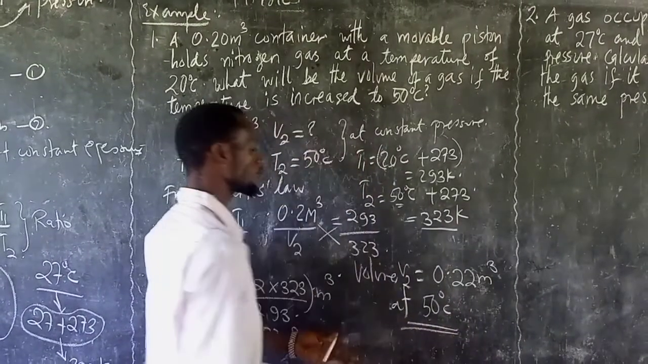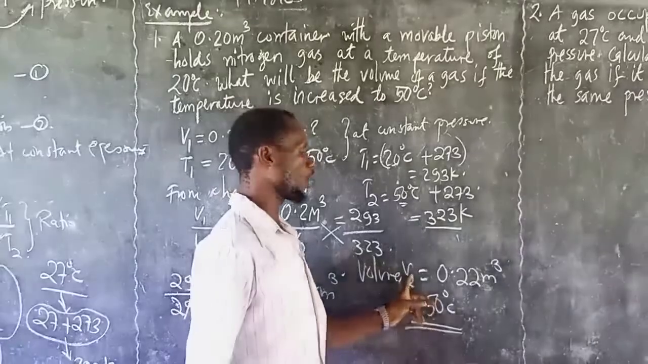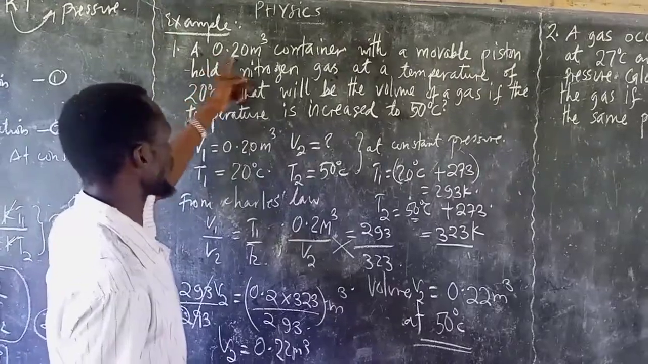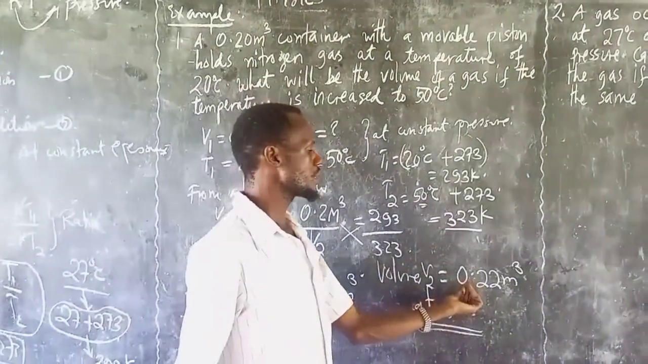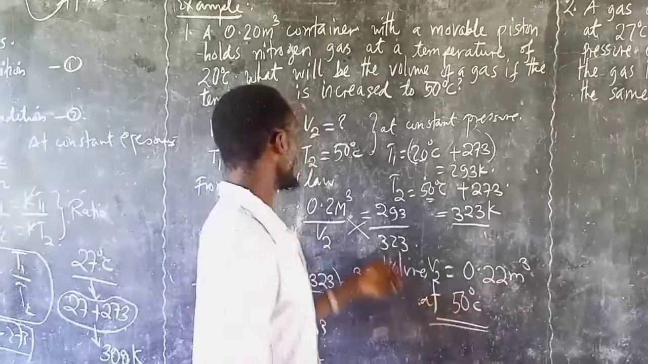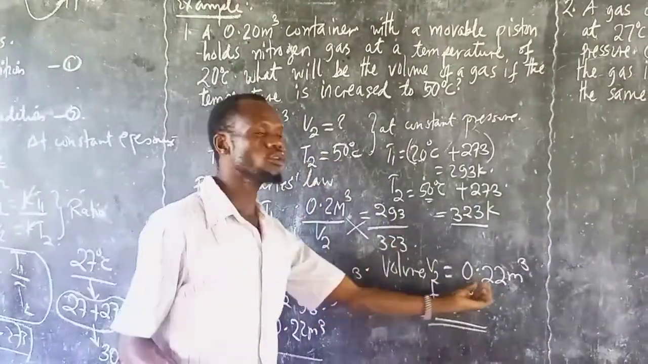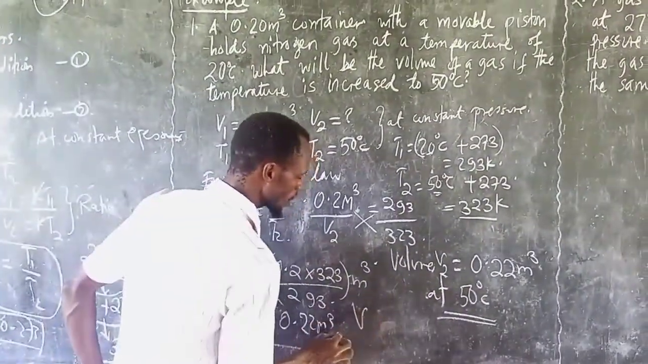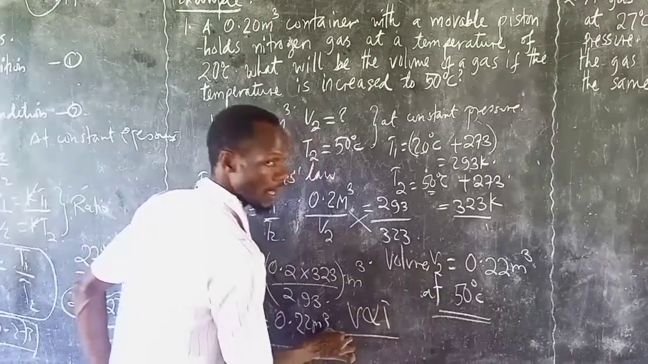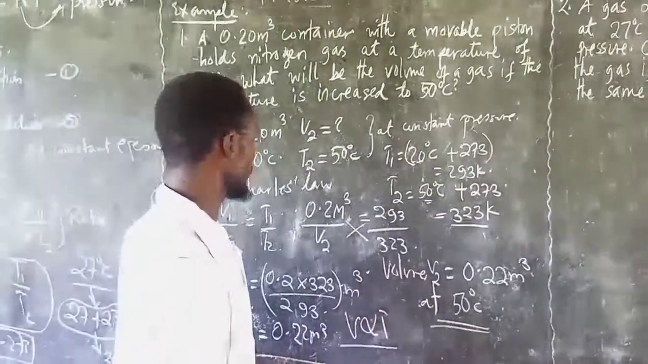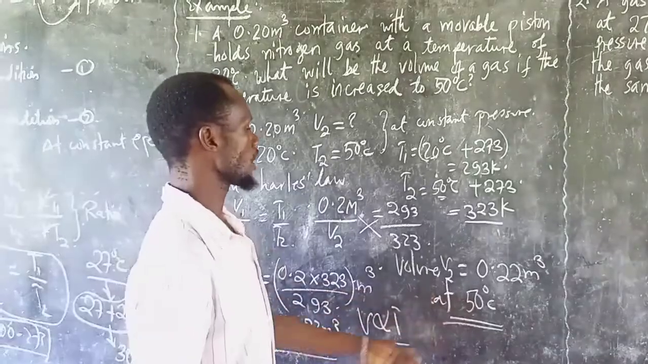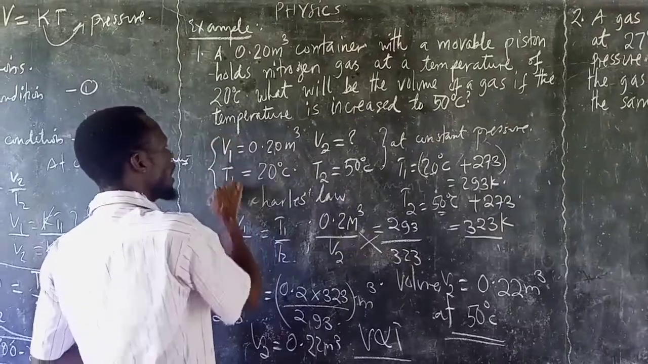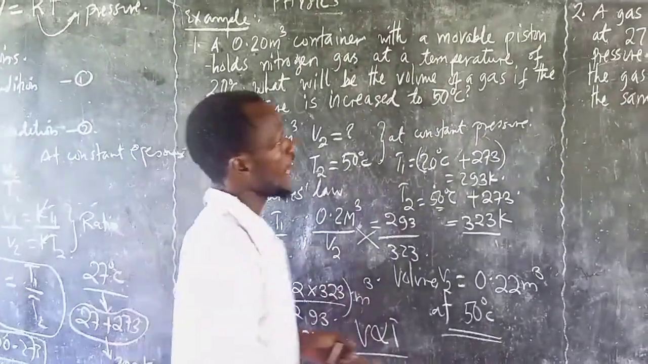So when the temperature was changed to 50 degrees Celsius, the volume was recorded to be 0.22. As you can observe, the first one was 0.2 and the second one is 0.22. It means once the temperature is increased, the volume is also increased, because from Charles' law, volume is proportional to the temperature at constant pressure. So if you find there is a variation of volume and temperature, that is Charles' law.